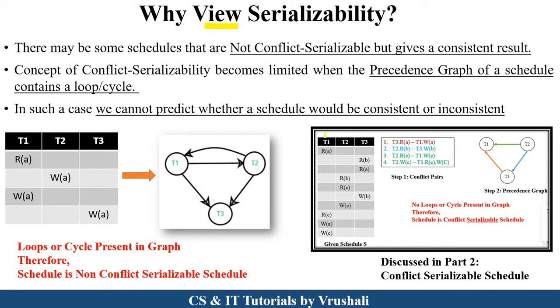These things we already discussed in the previous part. We solved some examples of conflict serializable where a precedence graph was generated. This precedence graph created no loops or cycle. That's why it is called a conflict serializable schedule, which is in a consistent state. But there are some problems in conflict serializable which create loops or cycles. So this kind of problem is solved by view serializability, right?